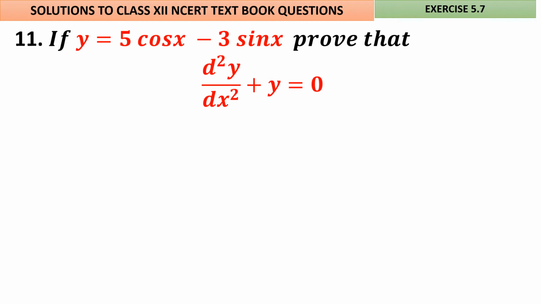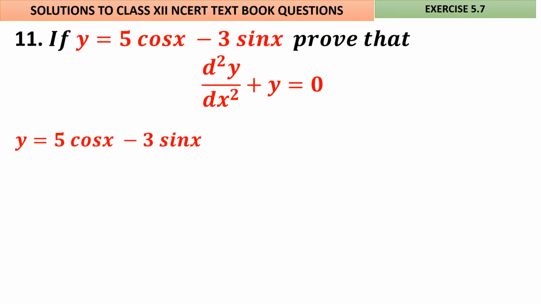Question number 11. Here you have been given y is equal to 5 cos x minus 3 sin x. You have not been asked to find the second derivative. You have been asked to show an equation involving the second derivative. Let us go for y.